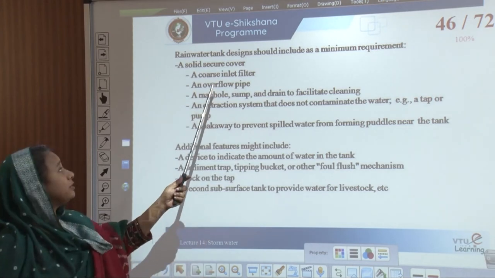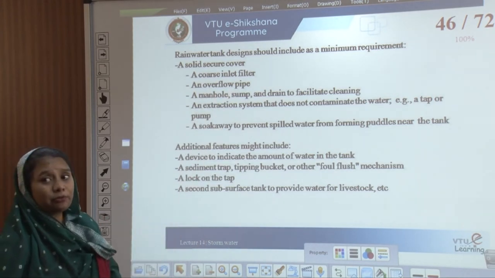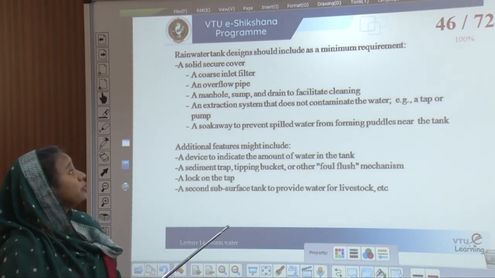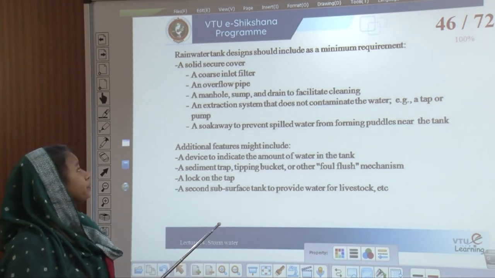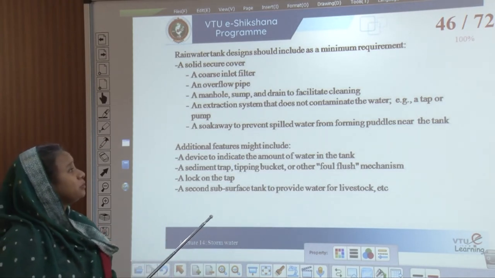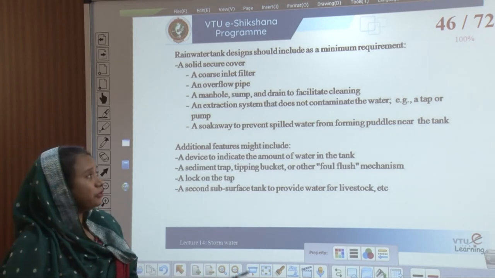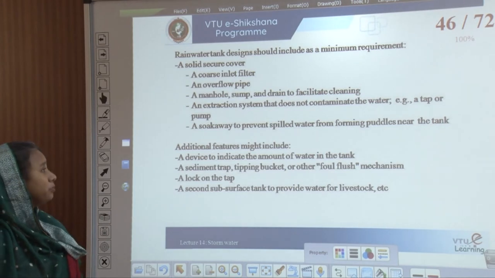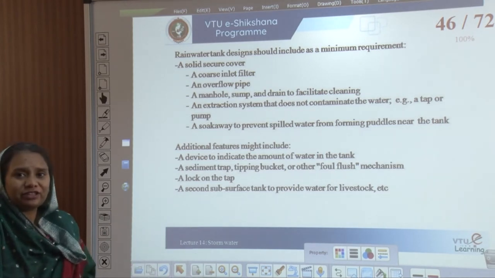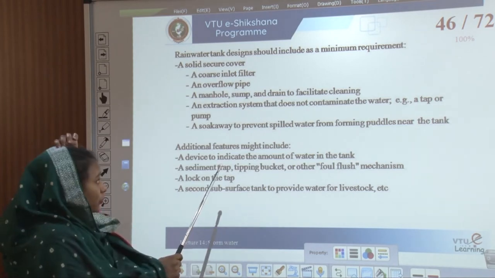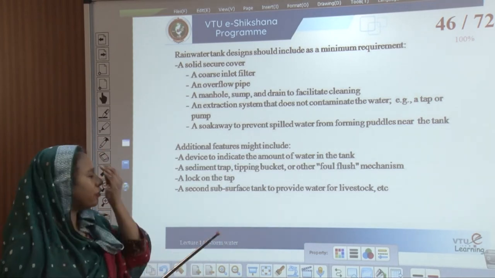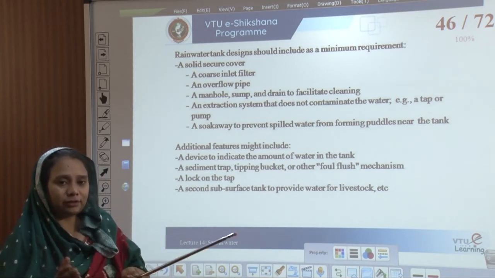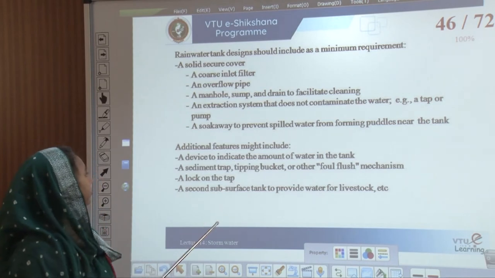Next, you should have an inlet filter, and an overflow pipe, so we know that the tank is full now. A manhole and a sump to facilitate cleaning, and an extraction system to see that there is no contamination of water. In case there is contamination, then we can remove the water by a tap or a pump or something. So any kind of extraction system can be used. A soakway to prevent any spilled water from forming puddles near the tank. So a soakway or a drain can be provided there.